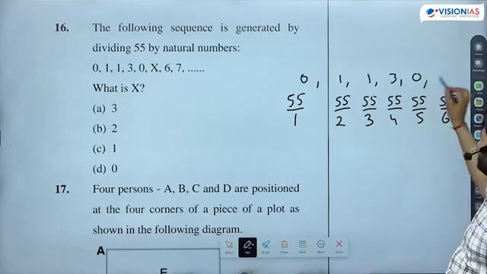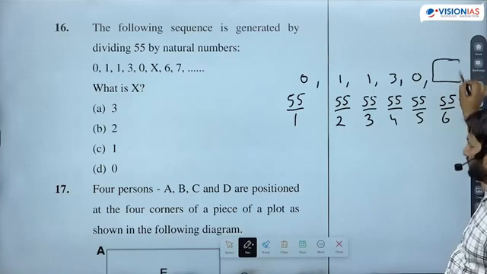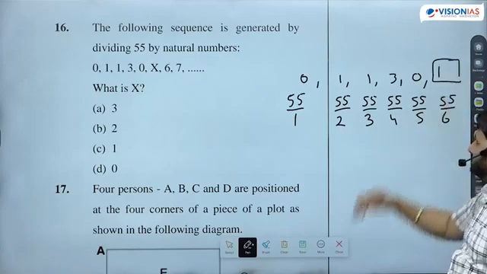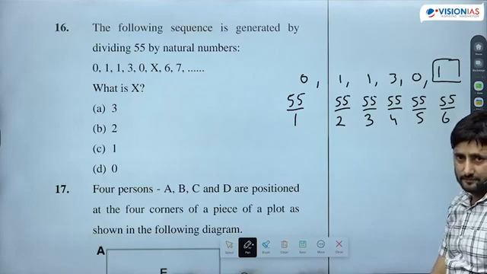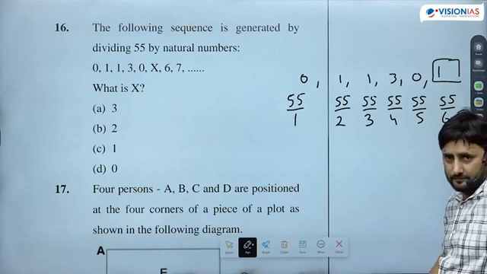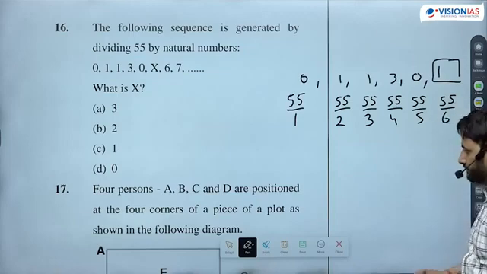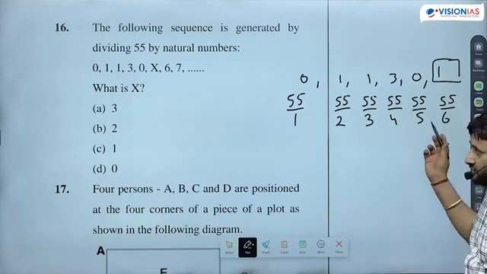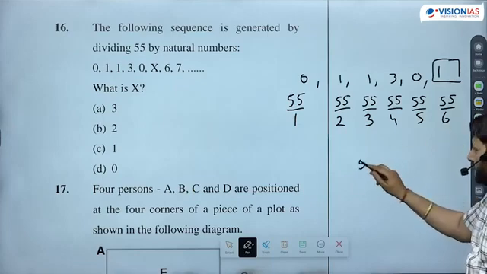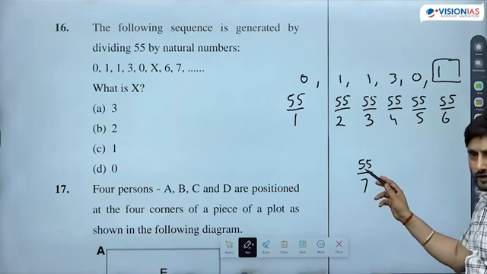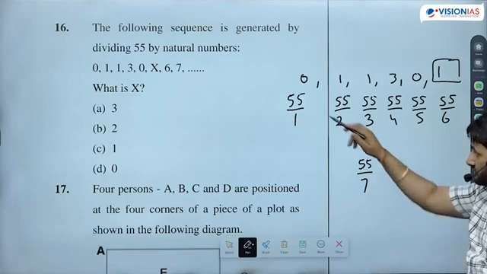तो यहां पे ब्लैंक ये वाला स्पेस फिल करना है ना आपको. x, what is the value of x? What will come here? 1. That is the answer. Okay, you can check the next term also. 55 divided by 7, 7 7s are 49, remainder is 6. Yes, next term is 6.